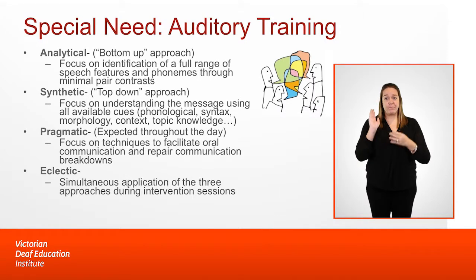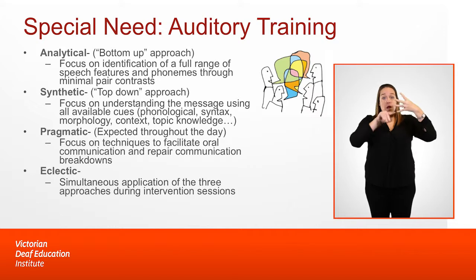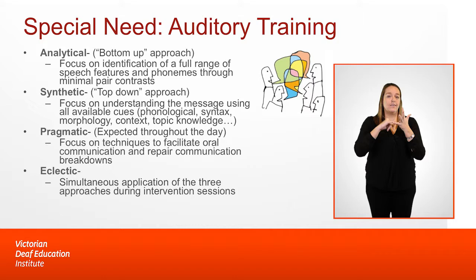And finally, the fourth approach is eclectic, in which we simultaneously apply all three of the previous approaches to an intervention session. So the child learns to hear the difference between speech features. They learn to listen to the whole message and interpret it appropriately. They are more assertive so that they can deal with problems that background noise causes them. So eclectic means using all three.